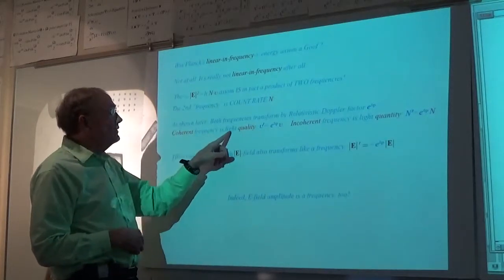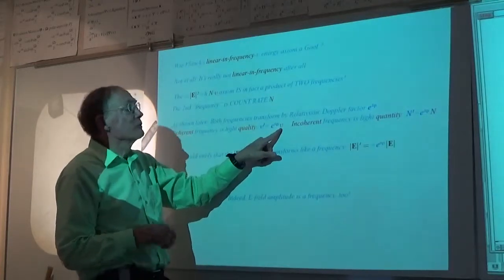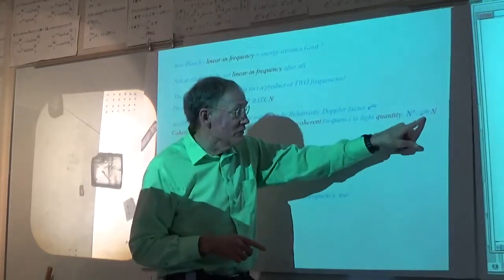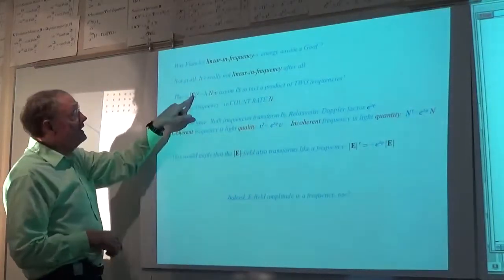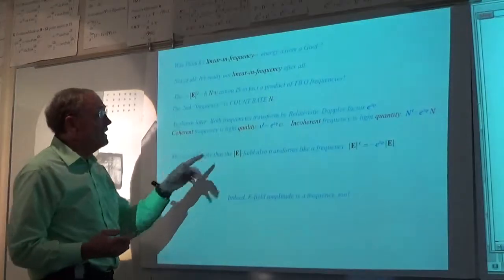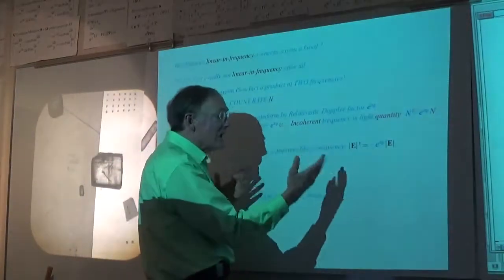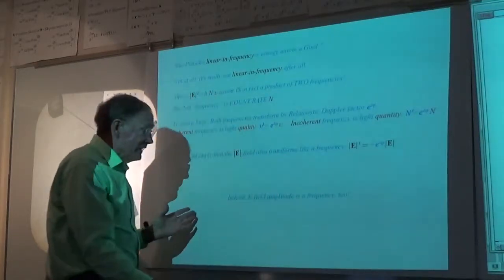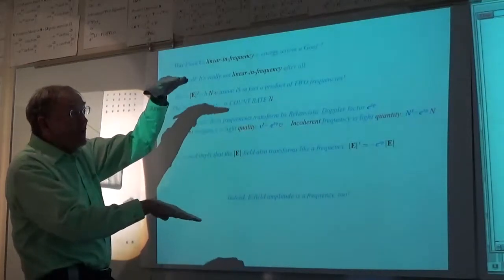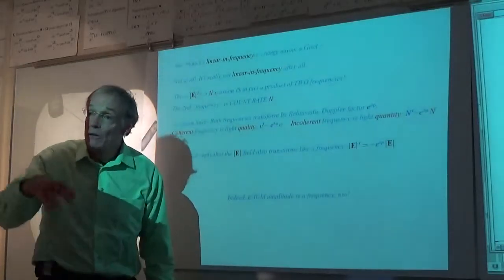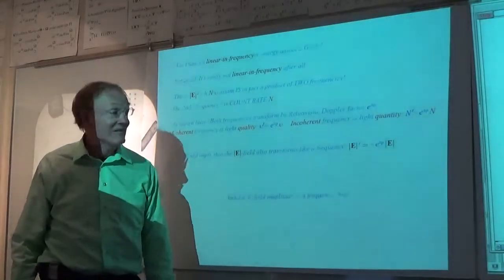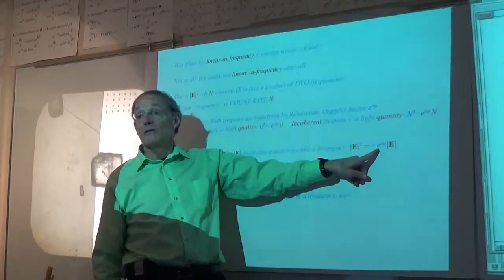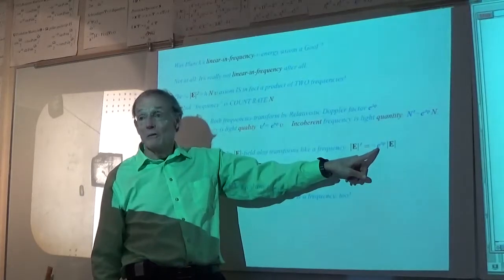The coherent frequency of light, which is the quality, is going to shift by that factor. The incoherent frequency of light, the quantity, is also going to shift. And this is E squared, so that immediately says that the E field will transform like a frequency. And it is a frequency, because as you stack up, you're talking about the frequencies that you've added up by putting more photons in. So this means that the electric field should transform under Lorentz transformation by the exponential of the rapidity.